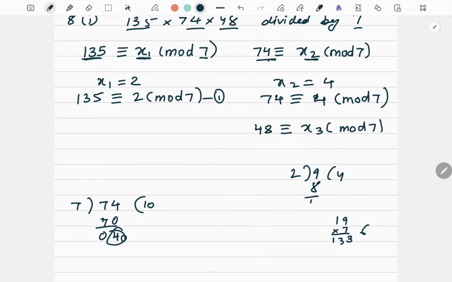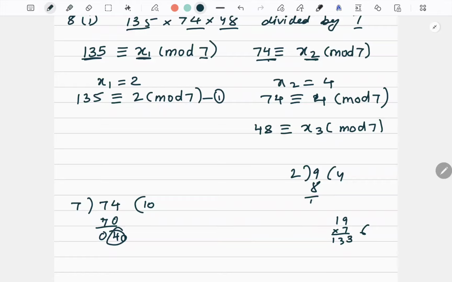After a few questions, you will be able to do it orally. You will think like that: what should be subtracted from 74 so that it becomes divisible by 7? So 70 comes in the table of 7. So that way you will start thinking. Little practice and you will be able to do it orally also.